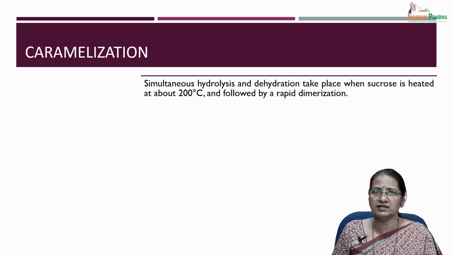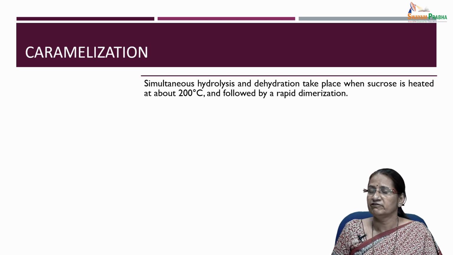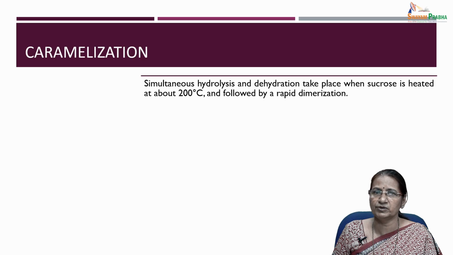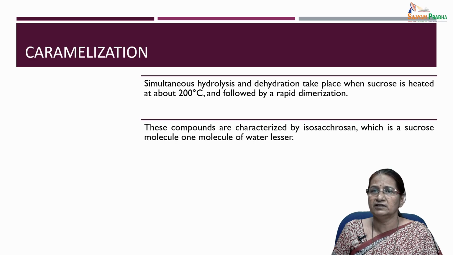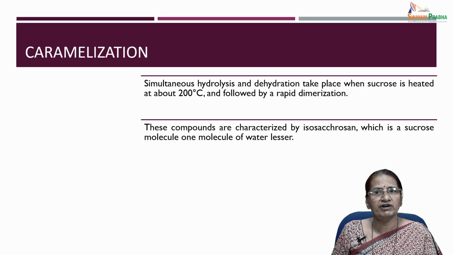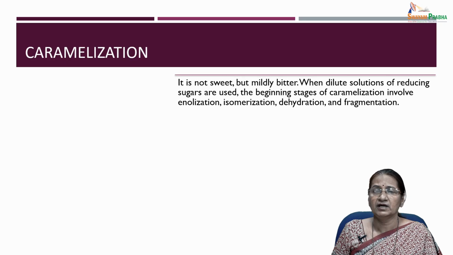Simultaneous hydrolysis and dehydration takes place when sucrose is heated at about 200 degrees centigrade, followed by a rapid dimerization. These compounds are characterized by isosaccharosan, which is a sucrose molecule with one molecule of water less. It is not sweet but mildly bitter.